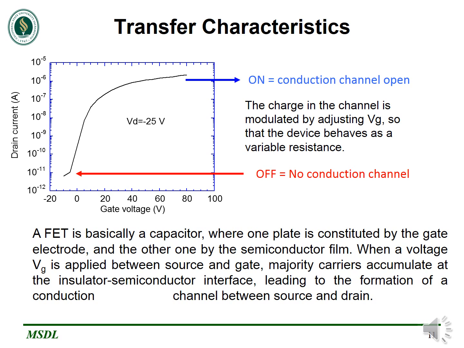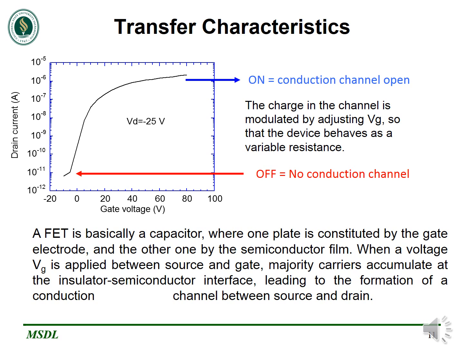In this slide, we will discuss the transfer characteristics of OFET. Transfer characteristics of OFET is shown in this figure. The charge in the channel is modulated by adjusting the gate voltage. So we can say that device behaves as a variable resistance. When the gate voltage is below the threshold value, then the device is in off condition. And as soon as it reaches the threshold value, it starts conducting.